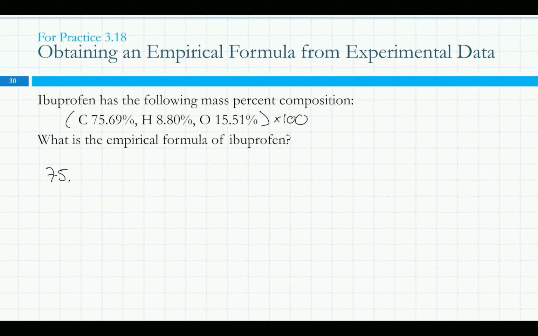So this is going to be 75.69 grams of carbon, 0.80 grams of hydrogen, and 15.51 grams of oxygen.